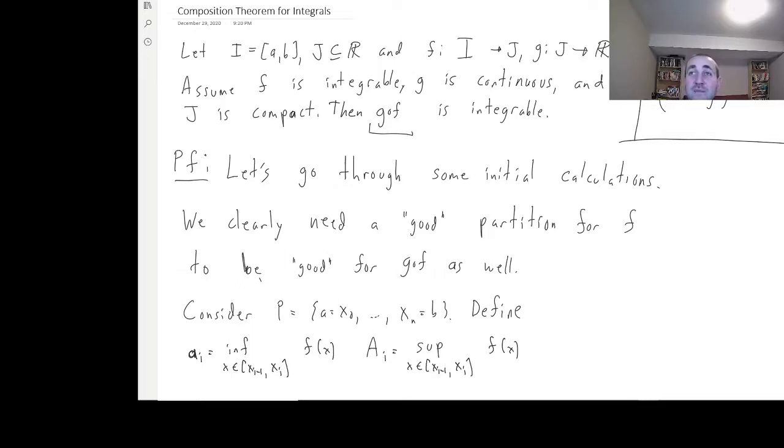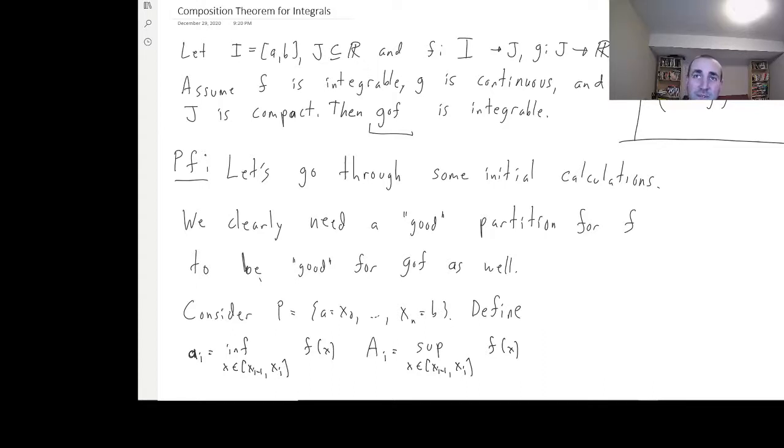Well, we need to check that g composed with f is integrable. And what that really means is we need to find some partition, P, so that the upper bound on g composed with f and the lower bound on g composed with f are very close to each other, within epsilon. So we need to find some good partition.